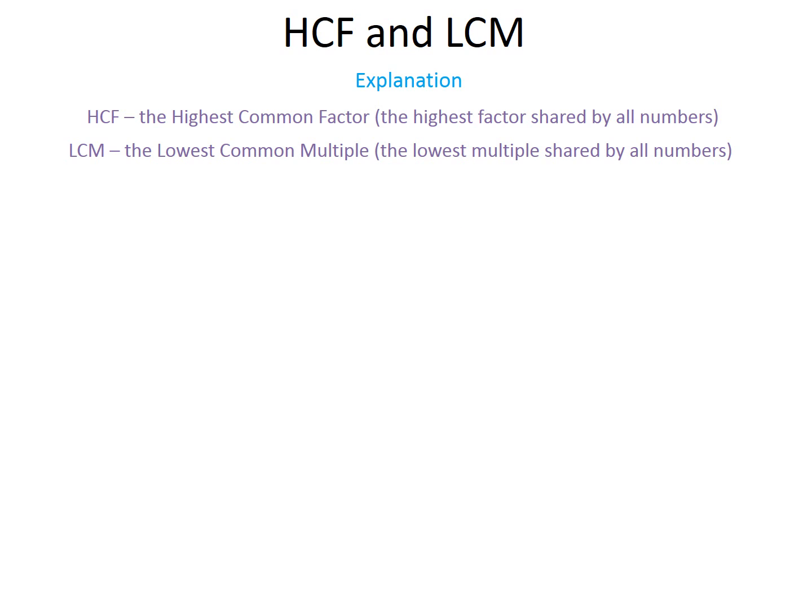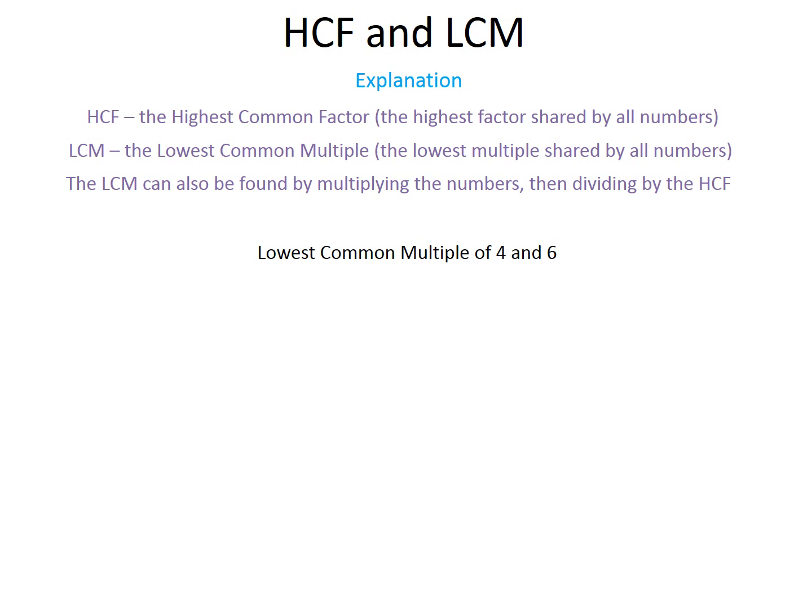Now, there is another way to find the lowest common multiple, and that is done by multiplying the numbers together and then dividing by the highest common factor. So this is if you know the highest common factor. Let's test it out. We know the lowest common multiple of 4 and 6 was 12. Let's see if we get 12 using this method.